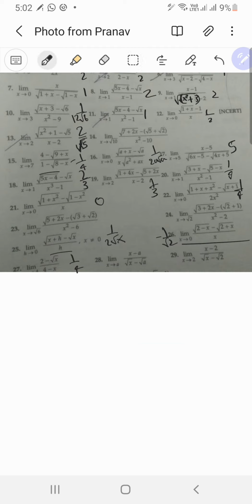X tends to a. X minus a upon square root of x minus square root of a. This is going to be 2 square root of a, because we can just factorize this thing. Next question. X tends to 2, it's the same thing, just instead of a you have 2, so it's going to be 2 square root 2.